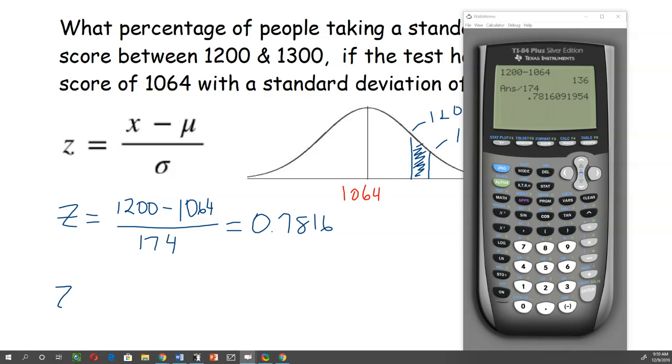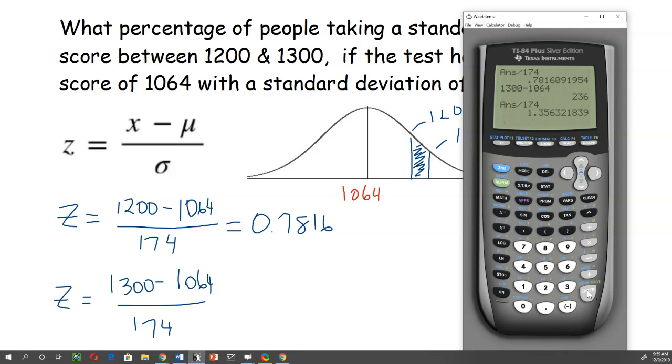We're going to find another Z-score for 1300, and we're going to divide by 174 again. So we'll do 1300 minus 1064. We're going to divide that by 174. And that's going to be our Z-score of 1.36. Let's go ahead and round so we can get the numbers in the Z table.